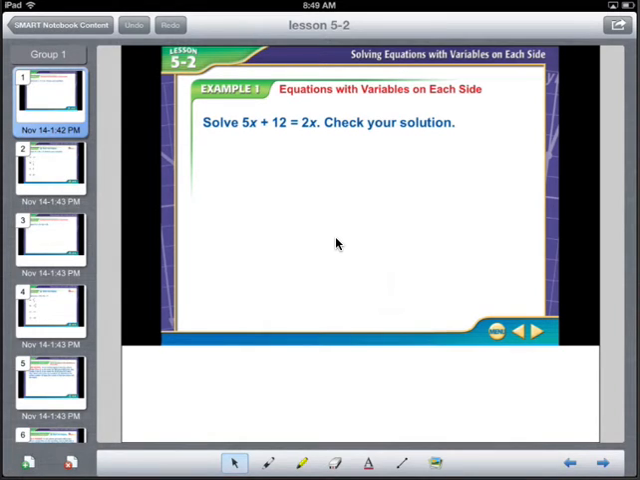So look at this problem. We have 5x plus 12 equals 2x. Now my first goal was to get the variable by itself. But look, I've got the variable on both sides of the equation. So I've got to get the variable so it's only on one side. Somehow or another I've got to get those together.